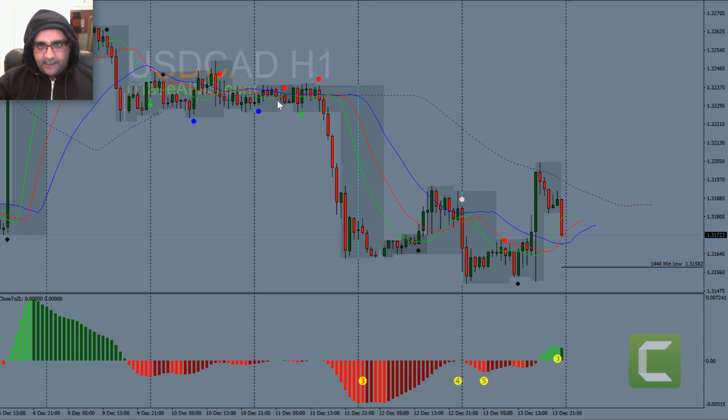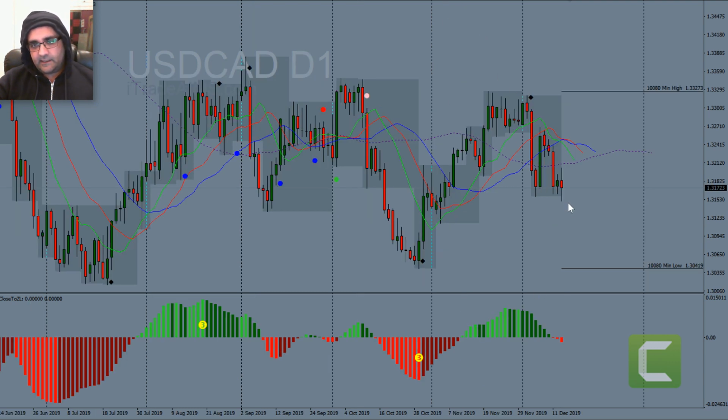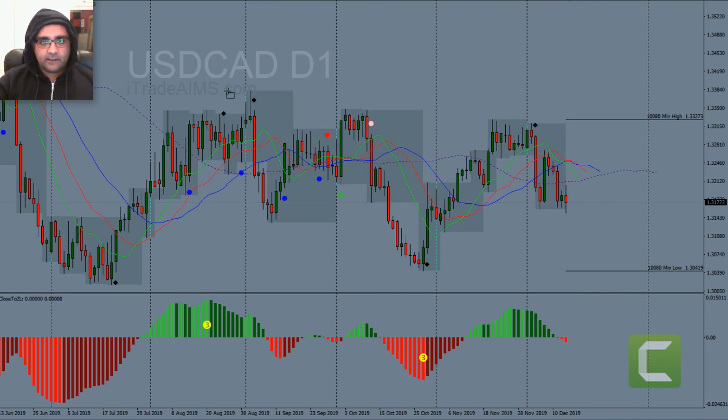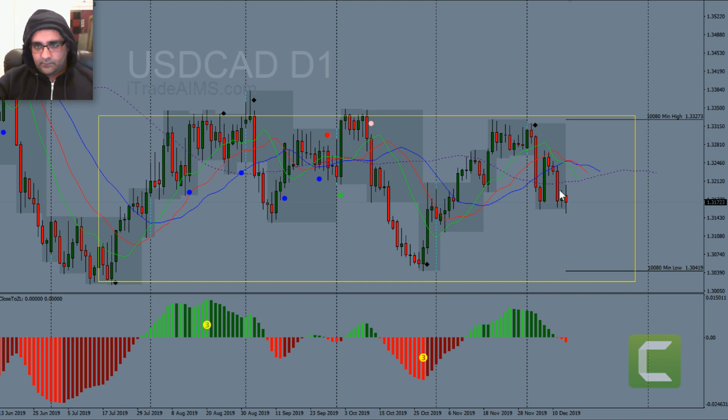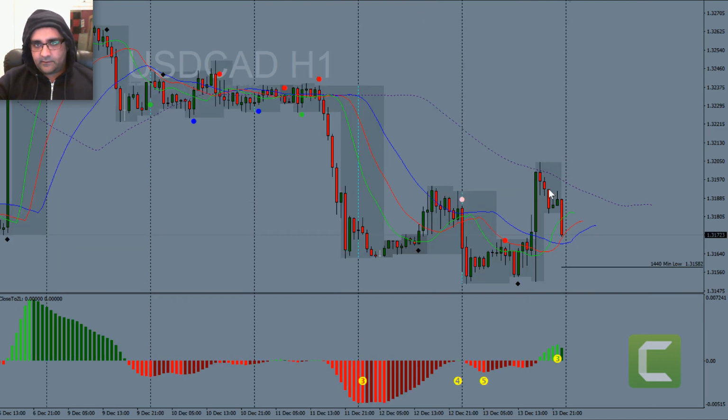Alright, so we have the dollar CAD. Dollar CAD had some sort of a formation going on, 3, 4, 5. It's kind of too spiky up there. Let's check the daily. The daily is indicating something going on to the downside. It's not really a trend. On the dailies, it's been going sideways the whole of the rest of this year. So something could develop here.